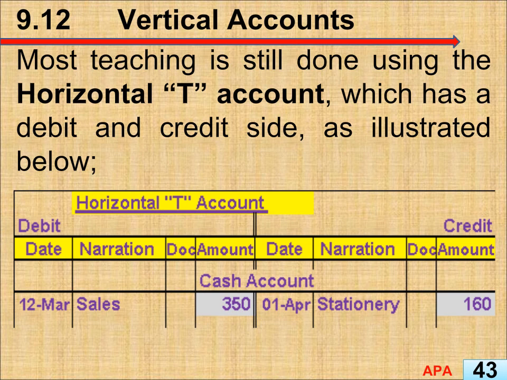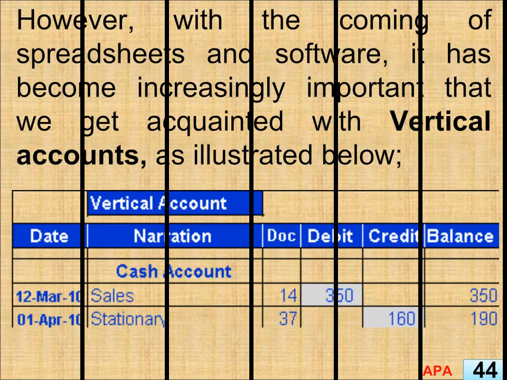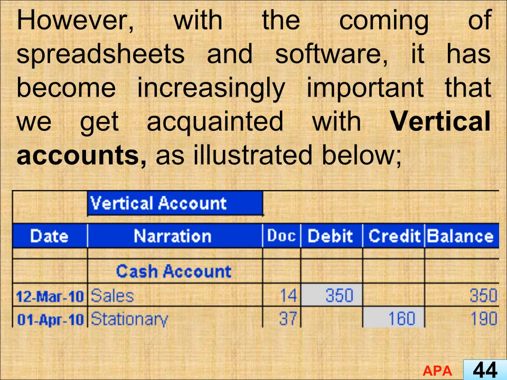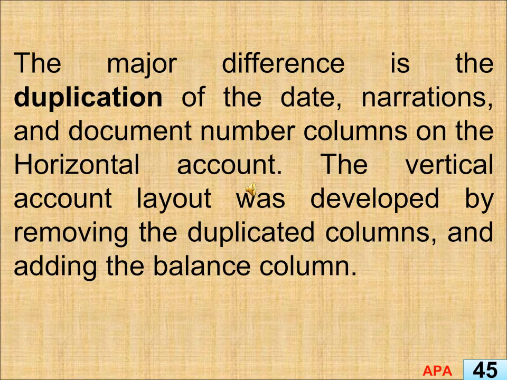Section 9.12. Vertical accounts. Most teaching is still done using the horizontal T account, which has a debit and credit side, as illustrated below. However, with the coming of spreadsheets and software, it has become increasingly important that we get acquainted with vertical accounts, as illustrated below. The major difference is the duplication of the date, narrations, and document number columns on the horizontal account. The vertical account layout was developed by removing the duplicated columns and adding the balance column.